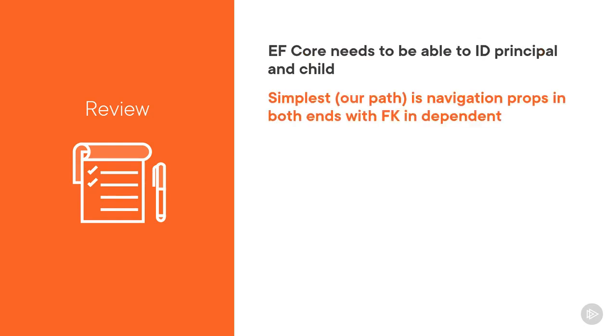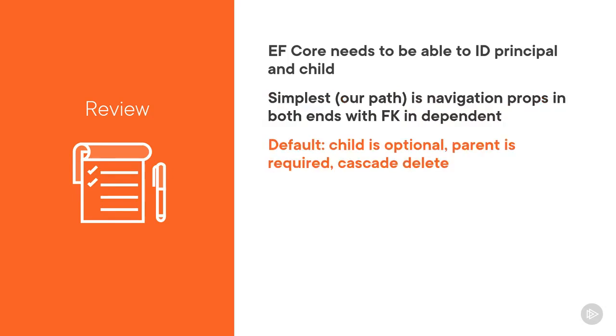But the simplest mapping for EF Core to recognize a one-to-one is the one with the most clues: navigation properties on both ends and a foreign key in the dependent or child class. And that mapping comes along with some defaults. The child is always optional, the parent is required, and if you delete the parent, a cascade delete will also delete the child record. Fortunately, querying across the one-to-one uses the same patterns and syntax that you've already learned.